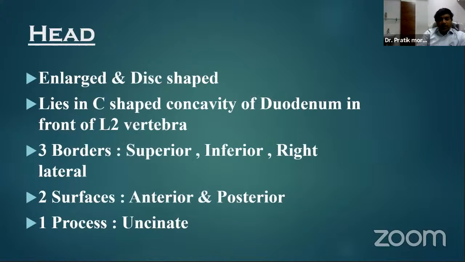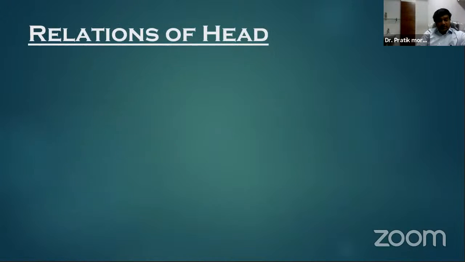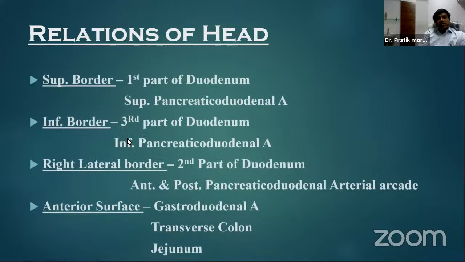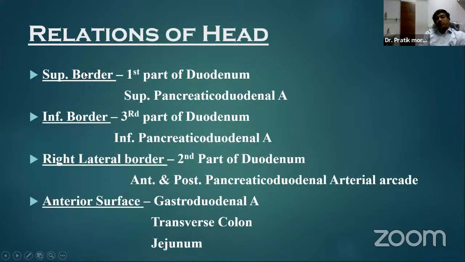Okay, we'll go ahead. Relations of the head. First is the superior border, and first we learn the superior border. Simple: it is related to the first part of the duodenum. Obviously, because it is accommodated in the C-shaped concavity of the duodenum. So at the top will be the first part, and at the bottom the third part. Superior is related to the first part of the duodenum, inferior to the third part of the duodenum.